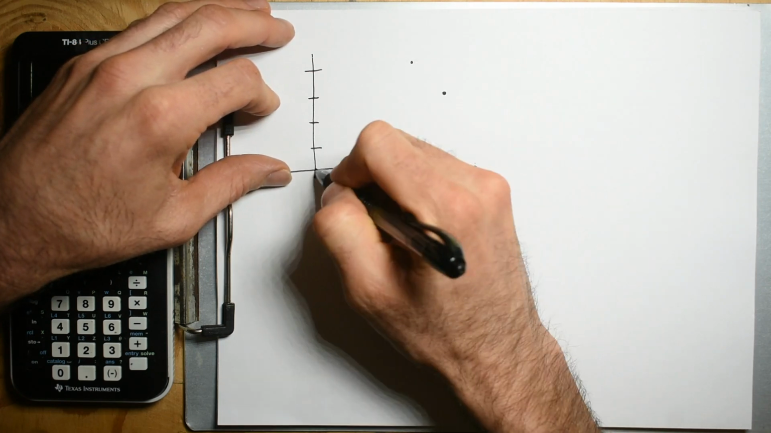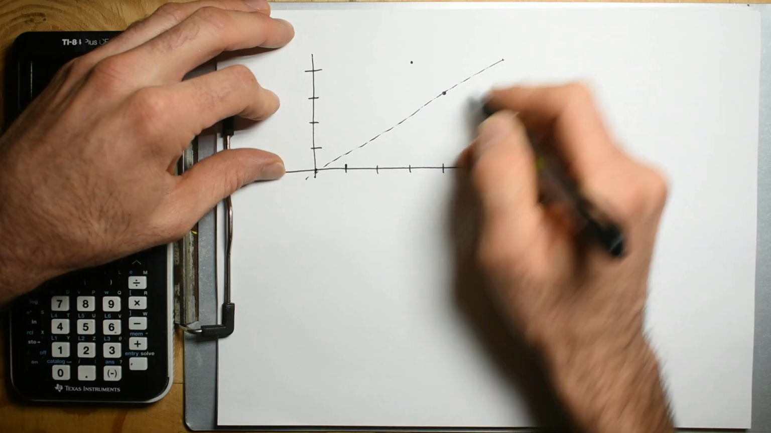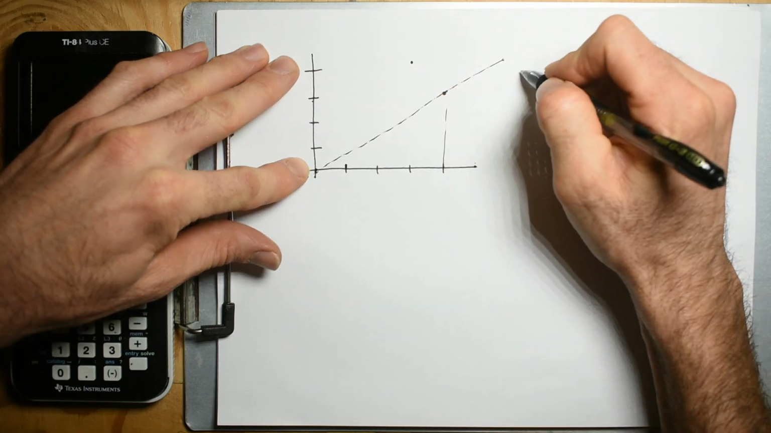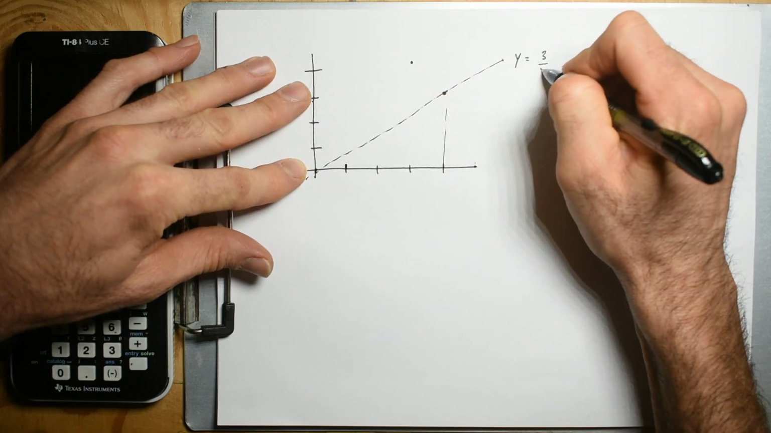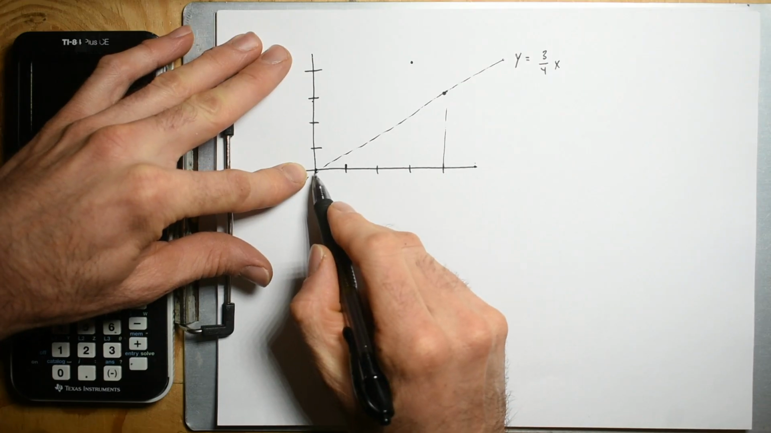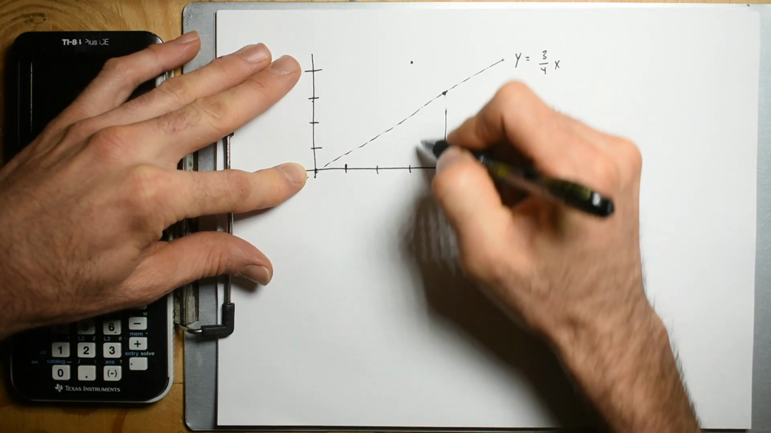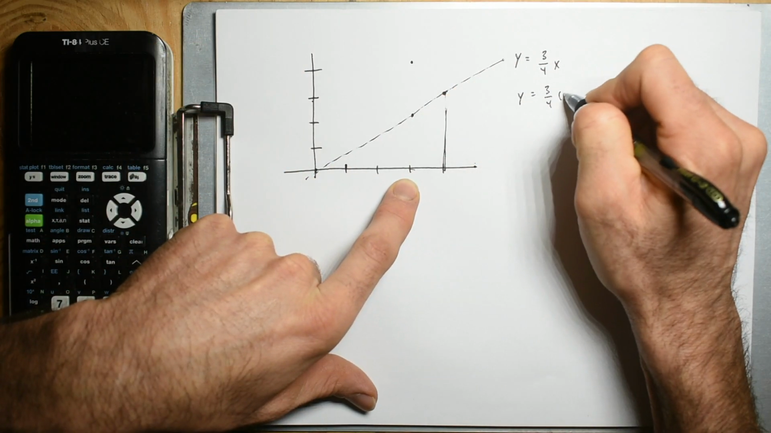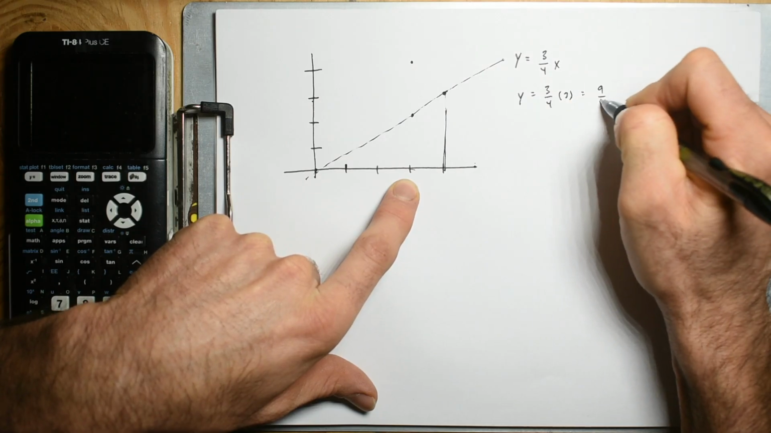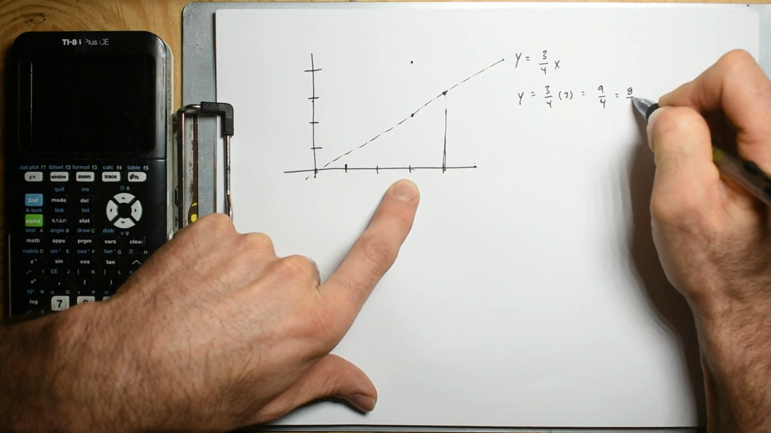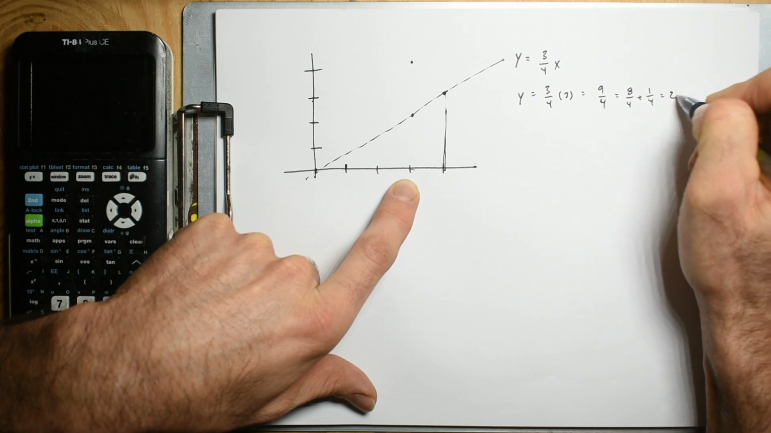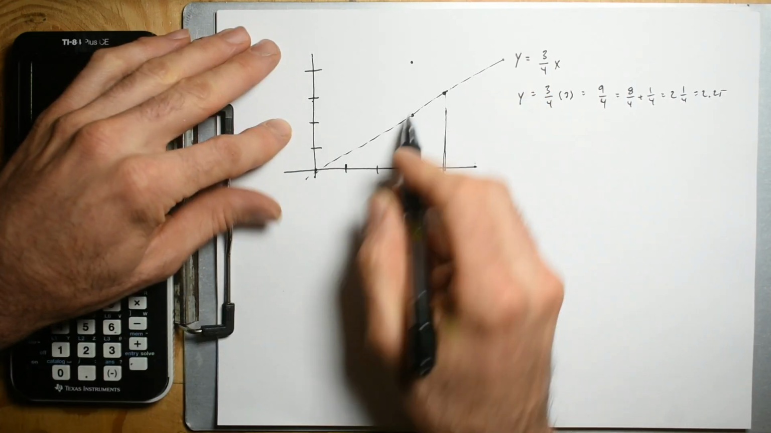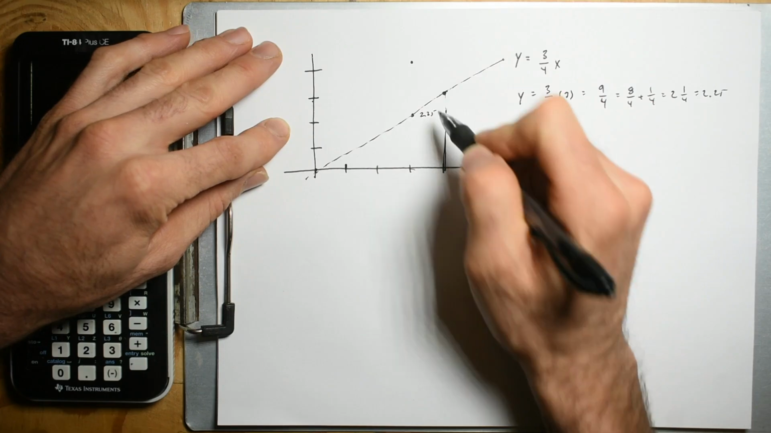If I put the line right through there, that line is going to have a slope of rise over run. So this line is going to be y equals 3/4 x, and it goes through the origin. And then this value right here, if I throw in x is 3, y is equal to 3/4 times 3, which is 9/4, which is 8/4 plus a fourth, which is 2 1/4, which is 2.25. So this value is 2.25. I'll write that in.